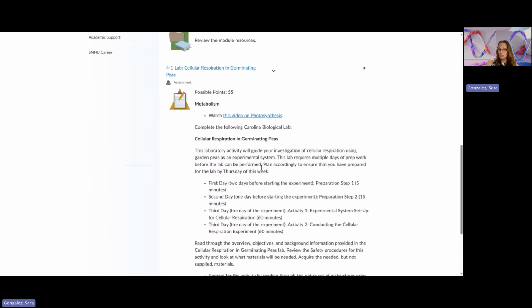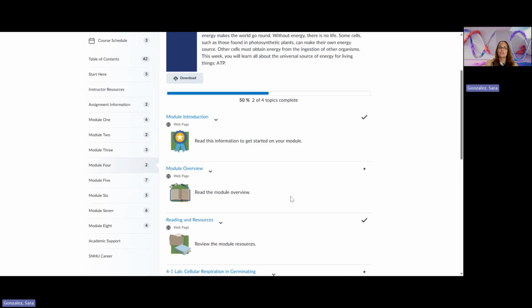As long as you start on time, this is typically everyone's favorite lab because you actually get to see something growing, to actually know that you did it yourself. It's kind of a neat thing. But let me know if you have any questions on that.